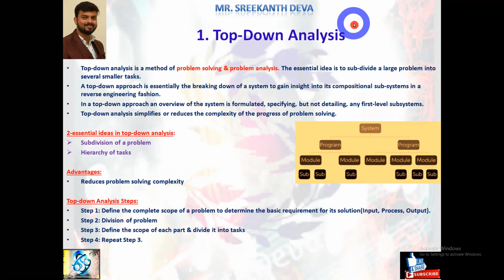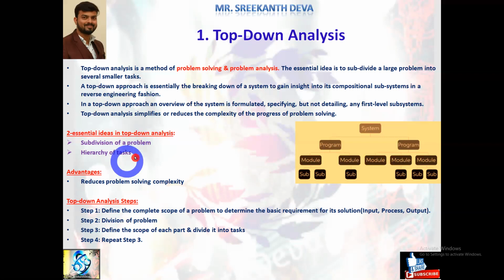See, there are two essential ideas in top-down analysis. One is subdivision of a problem. Another one is called hierarchy of tasks. Subdivision of a problem means simply breaking a big problem into what? Two or more smaller problems. Like a system is going to be divided into programs, again a program is divided into what? Modules. Again this module is divided into what? Sub modules. Subdivision of a problem is simply breaking a big problem or large volume of problem into two or more smaller problems. To solve the big problem, first these small problems have to be solved.